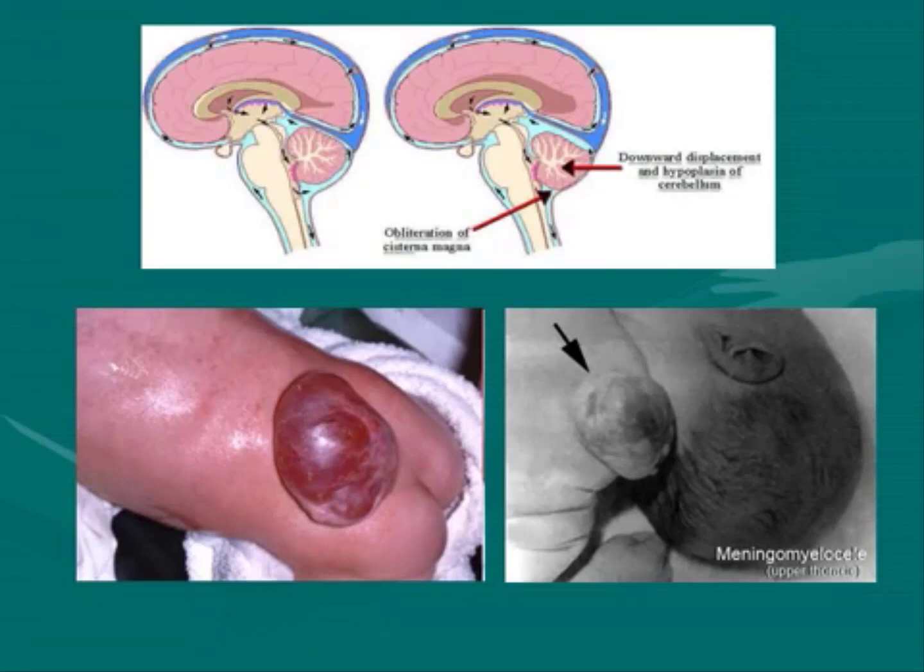And this diagram illustrates the Arnold-Chiari malformation type 2. There is downward displacement of the brainstem, taking the cerebellum, obstructing the subarachnoid space.